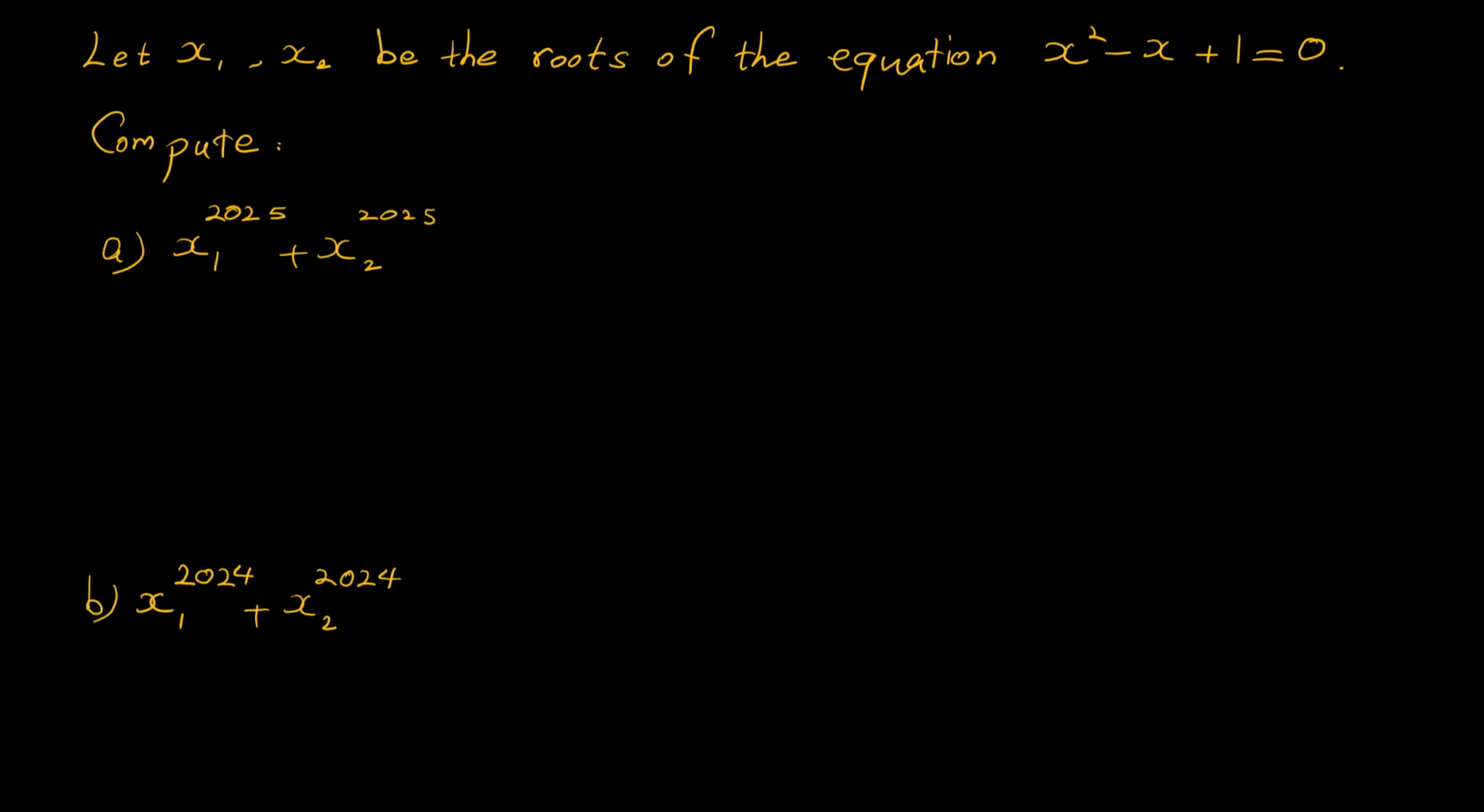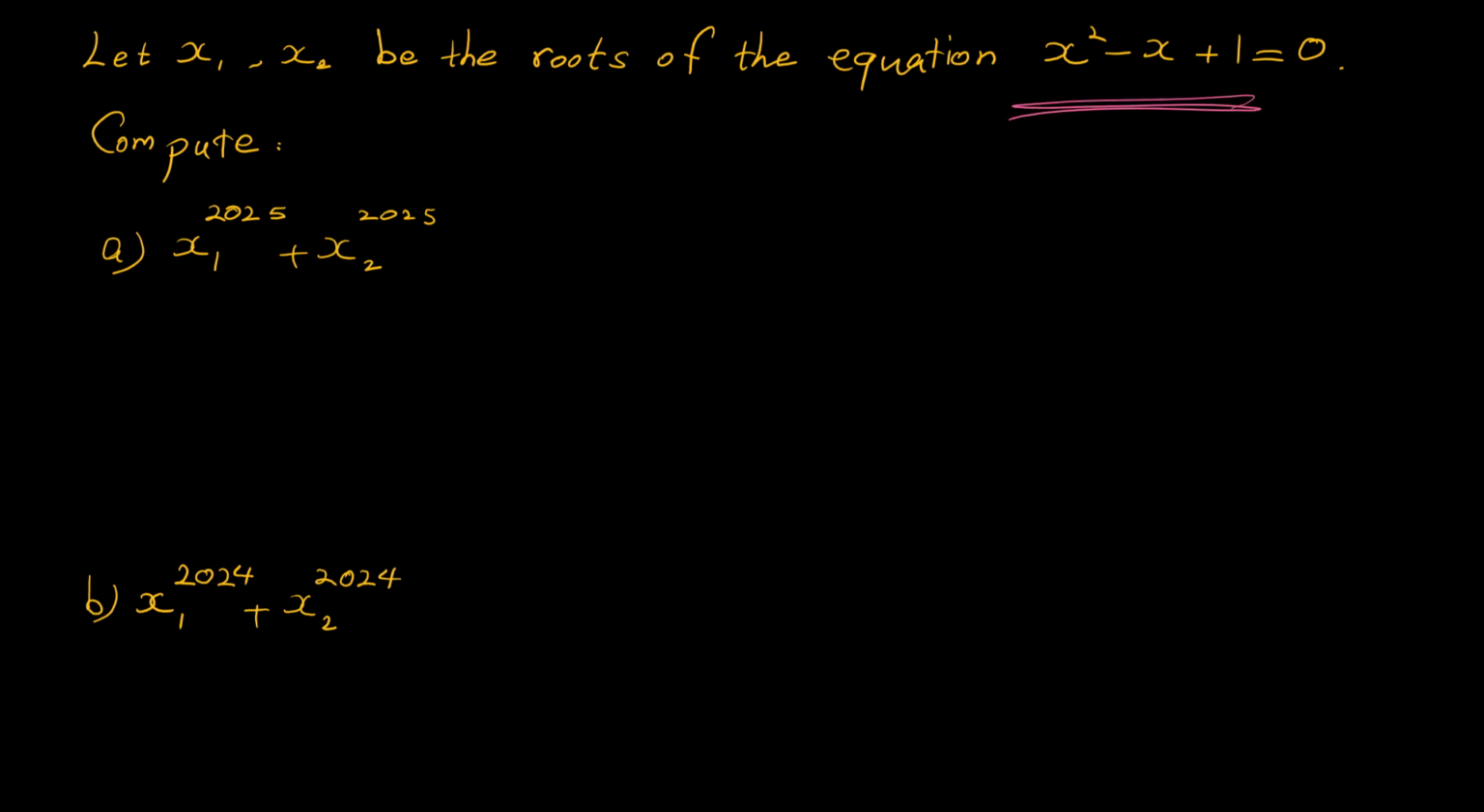In this video, I'm going to show you a famous tricky question in the complex numbers. Let x1 and x2 be the roots of the equation x^2 - x + 1 = 0. Compute these values, x1 to the power of 2025 plus x2 to the power of 2025, and also we want to find x1 to the power of 2024 plus x2 to the power of 2024. So x1 and x2 are the roots of this equation.